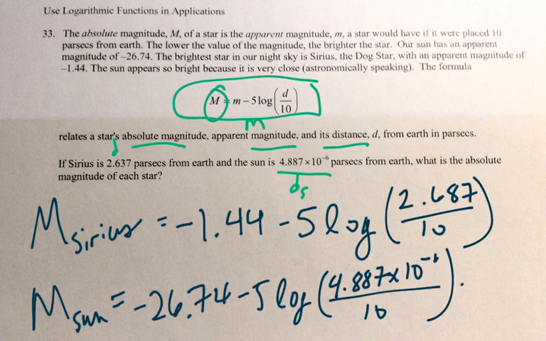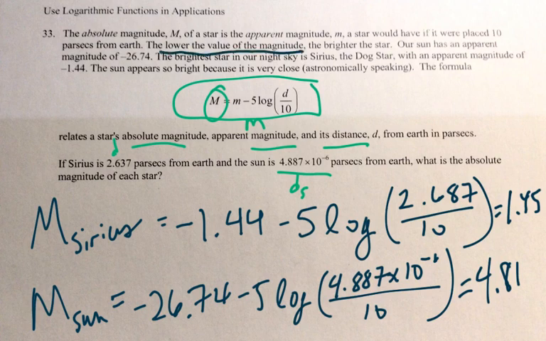Okay, and we get the following results. Sirius has an absolute magnitude of 1.45 if I round to the nearest hundredths place, and the sun has an absolute magnitude of 4.81. Now remember, the lower the value of the magnitude, the brighter the star. So which one would be the brighter star?